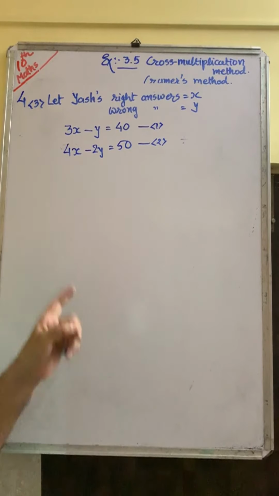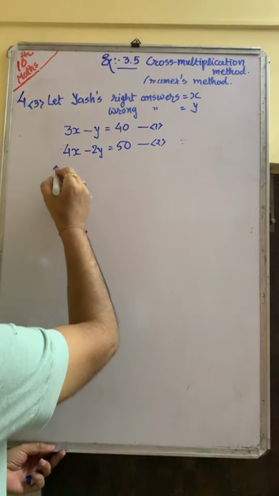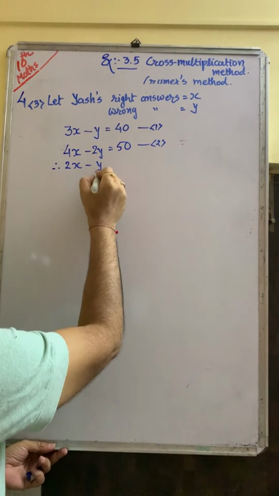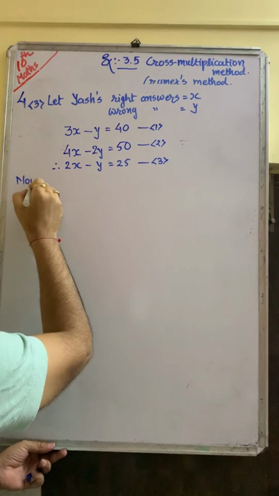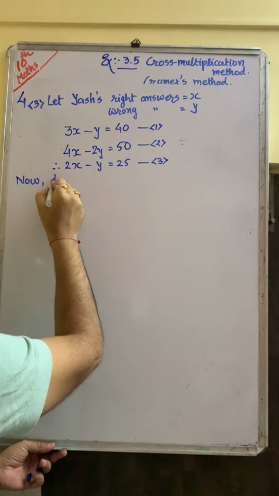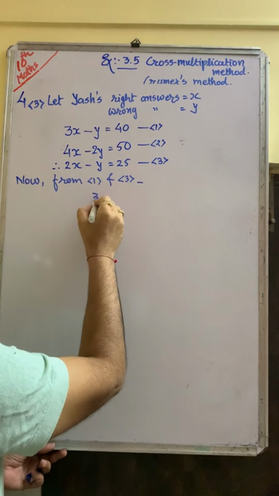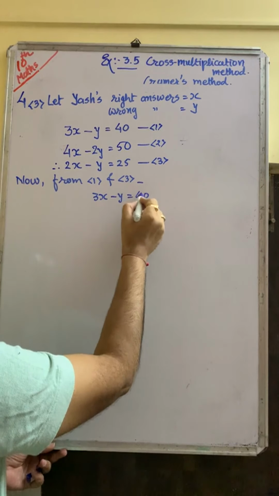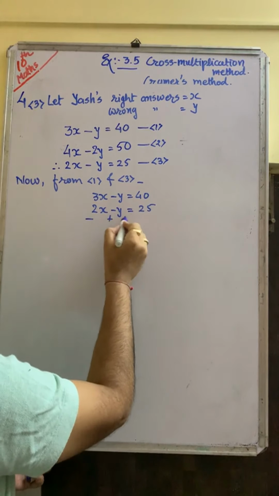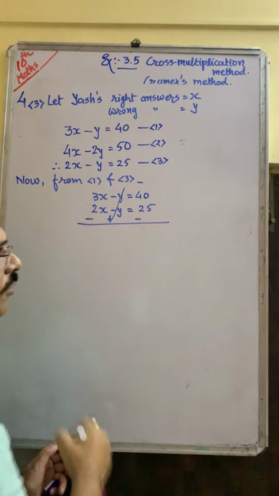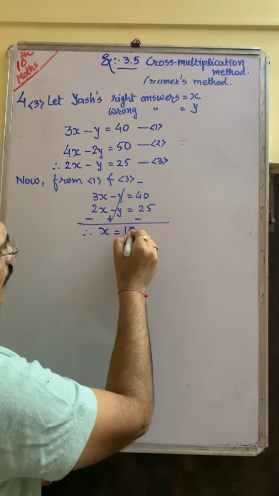Now see, in the second equation you can divide the second equation by 2. 2x minus y equals 25. So now eliminate 1 and 3. From 1 and 3: 1 is 3x minus y equal to 40. Third is 2x minus y equals 25. Change the sign. Plus y and minus y will be cancelled. 3 minus 2 is 1x and 40 minus 25 is 15.